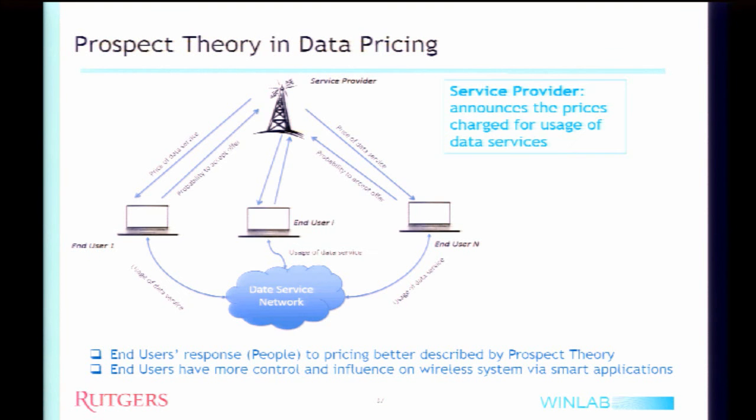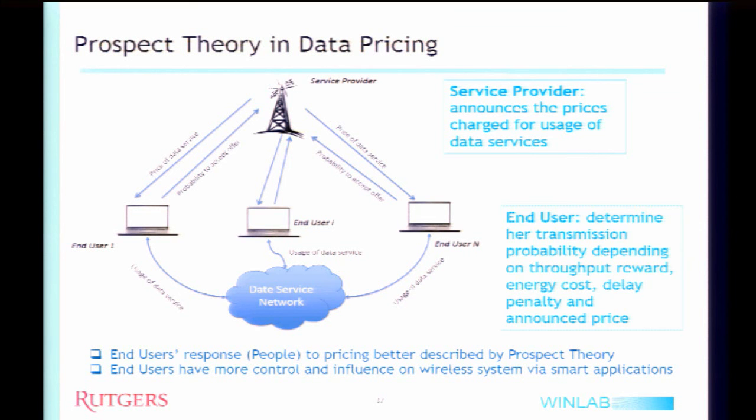So here we consider a simple two-level pricing model. There is a service provider, and there is a group of end users. The service provider announces the prices charged for the usage to all the end users. When all the end users receive these announced prices, they will choose their transmission probabilities based on the throughput reward, delay penalty, energy cost, and also this newly announced price.